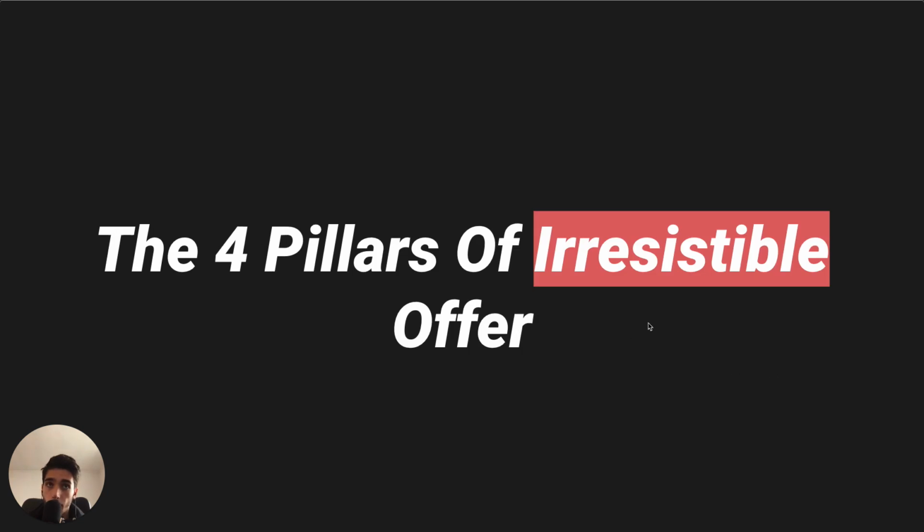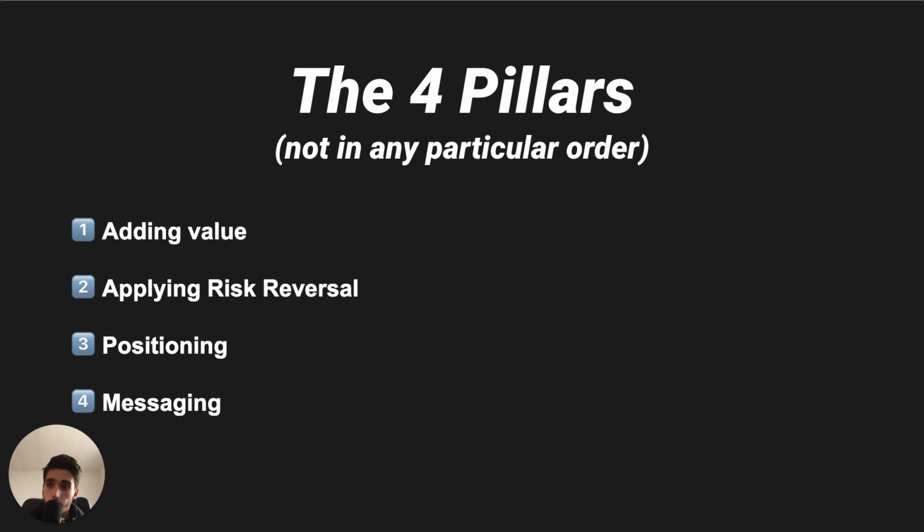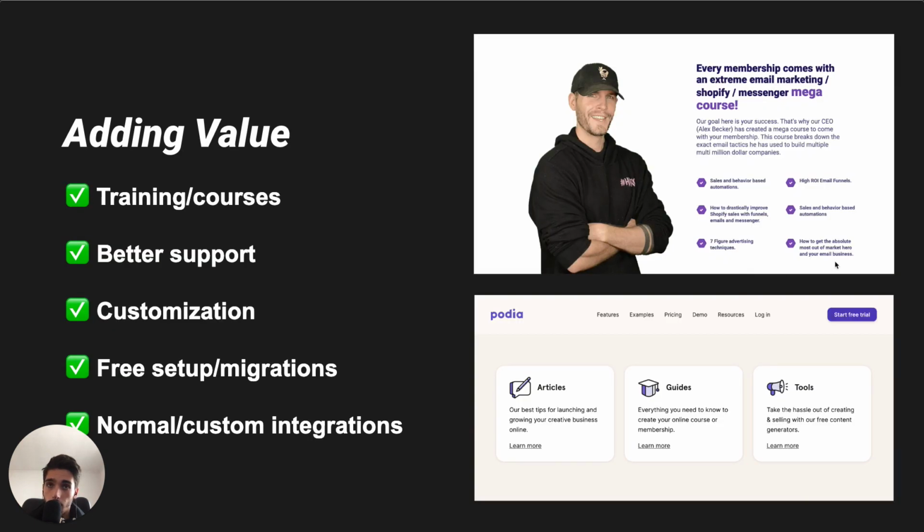So here are the 4 pillars of irresistible offers. These are not in a particular order because they're pillars and they're all important, right? One is adding value, which is adding value to the package that you created, to the offer that you created, not just software. I'll show you that in a second. Number 2 is applying risk reversal. Number 3 is positioning. And number 4 is messaging. I'll explain every single one in detail so you can understand.